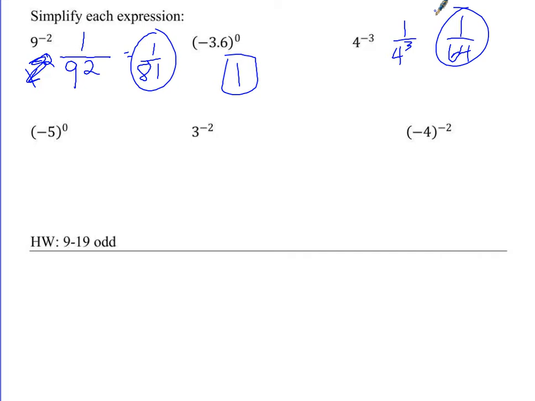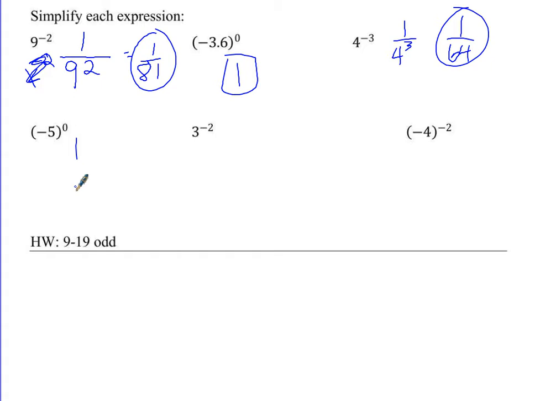How about the next 3? Go ahead and do those. Do not touch your calculator. Okay, let me get rid of my calculator here. And what do we get for the first one? Yeah, anything to the 0 power is 1. What about the second one?